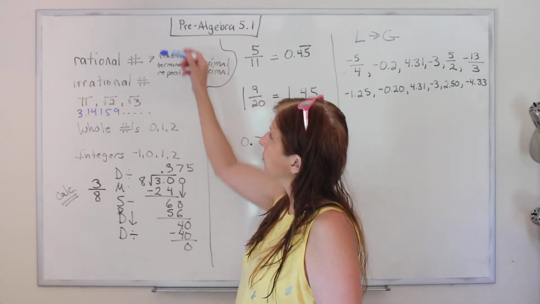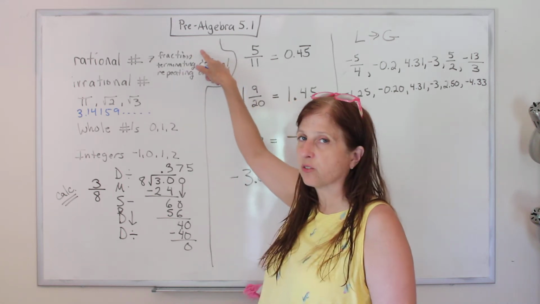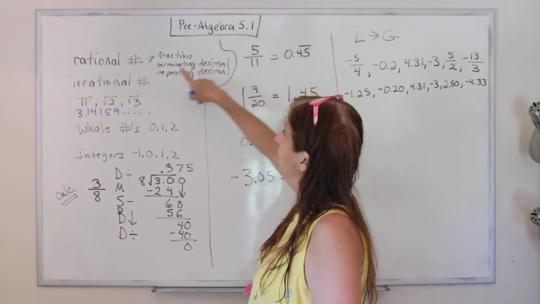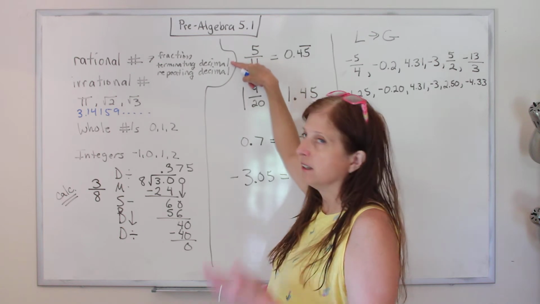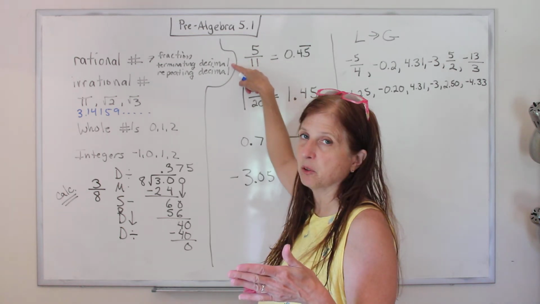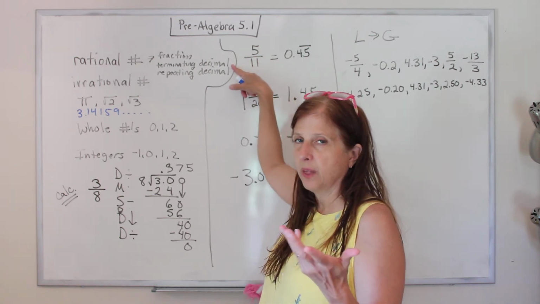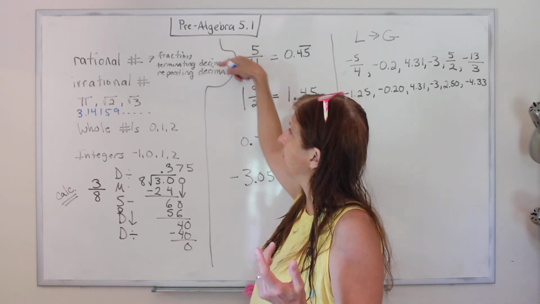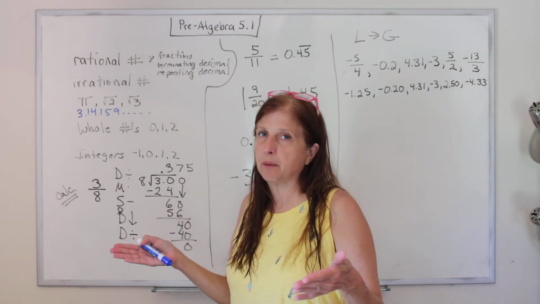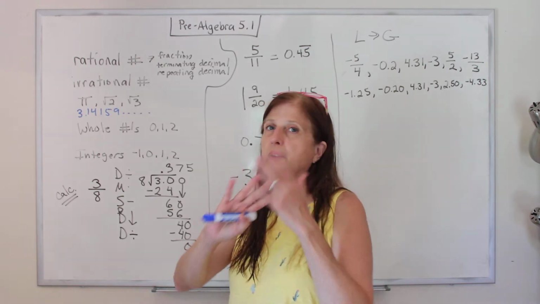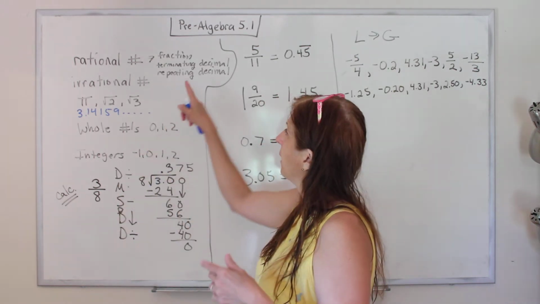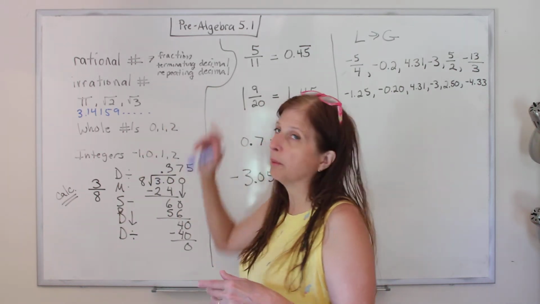So what rational numbers are, they can be written as a fraction. Also, they will either have a terminating decimal, meaning that if you convert that fraction to a decimal, it will end up being something like 0.25. That's it, no more. Or it'll go into repeating.